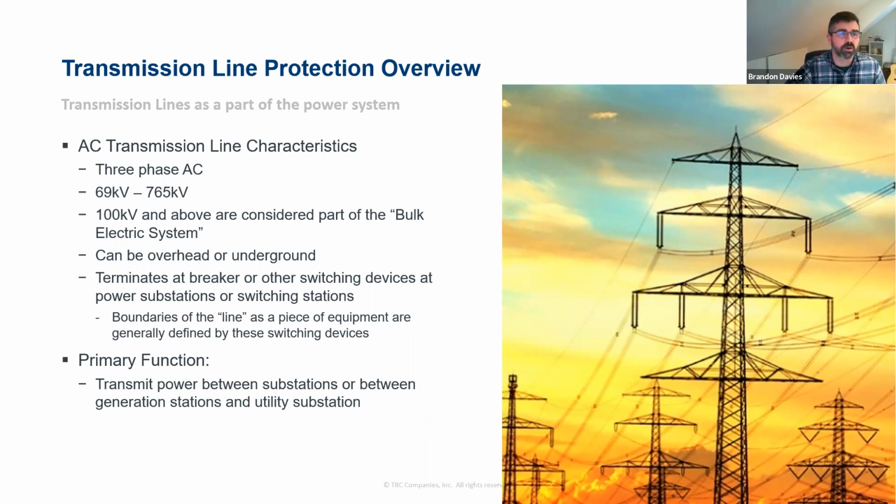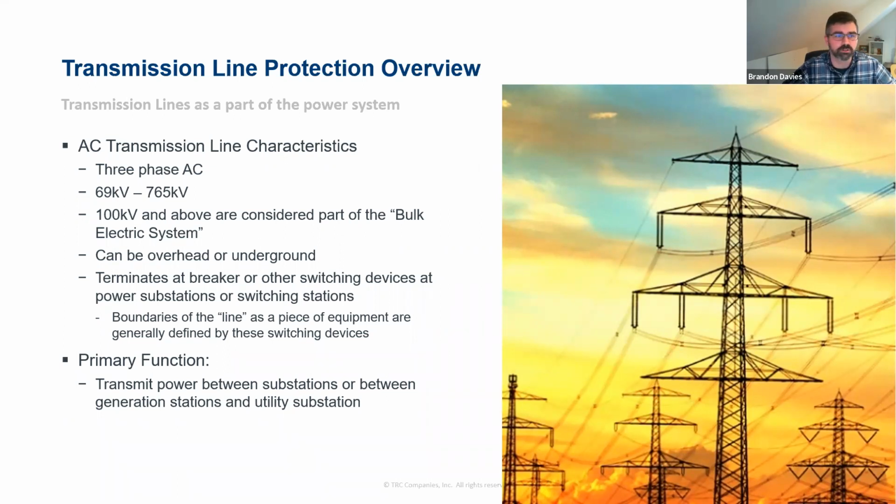I think you just did a few classes on distribution protection and probably learned a little bit about the distribution system. So generally, an AC transmission system is pretty much always a three-phase AC system. Operating voltages range from about 69 kV up to 765 kV. Anything under 69 kV is either considered sub-transmission or distribution.